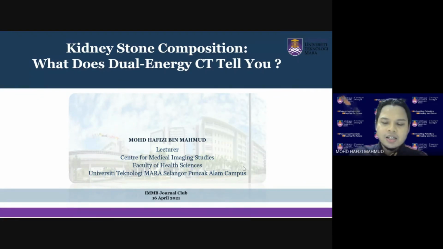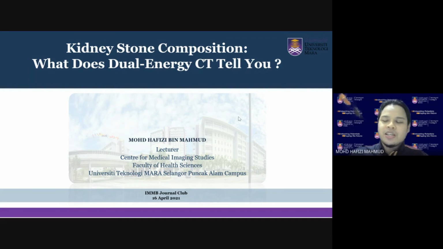Okay, I can see some of the participants from the medical imaging background. I can see Dr. Masyarah here, and also some of my students. Hi, how are you? Hi, okay, hi. Good.